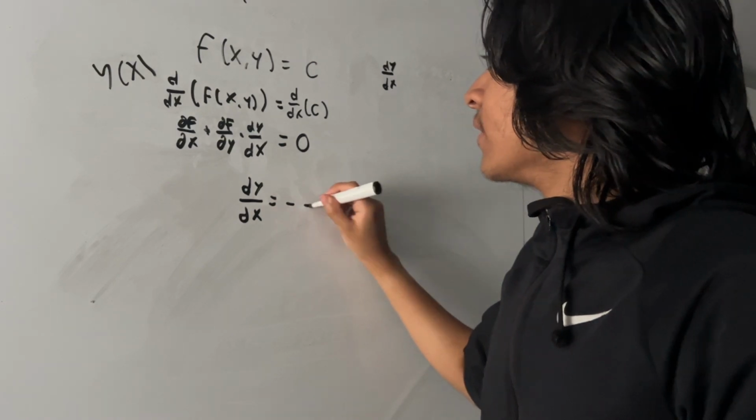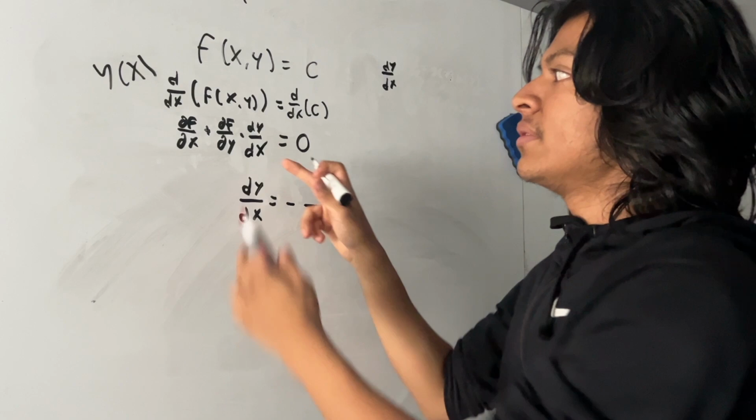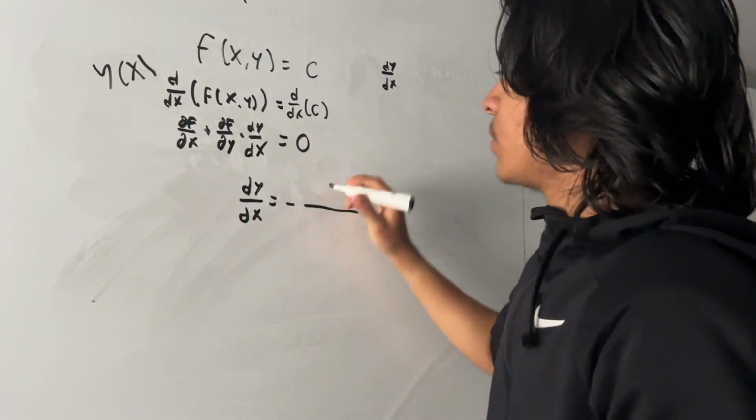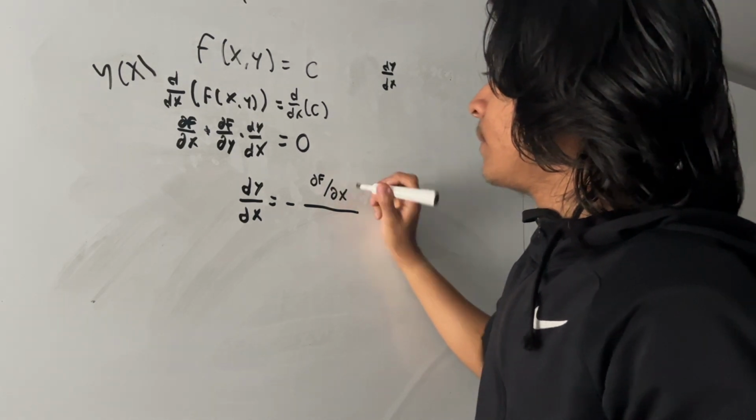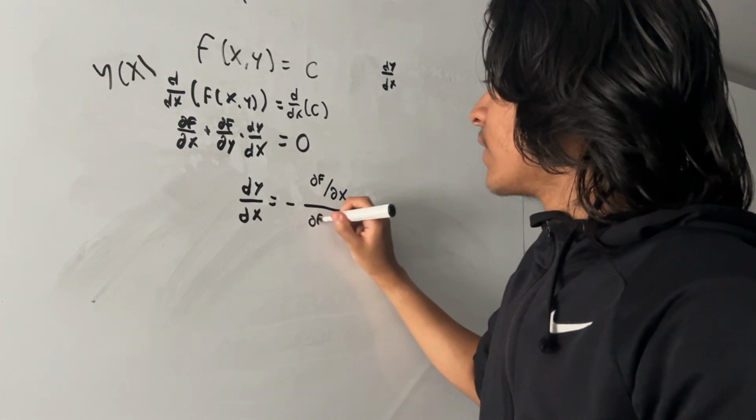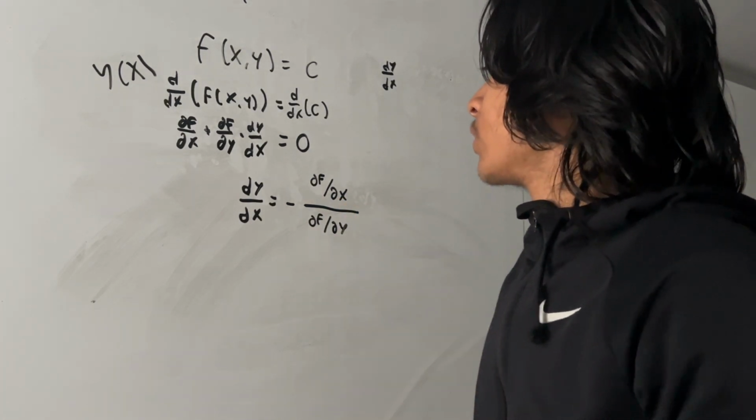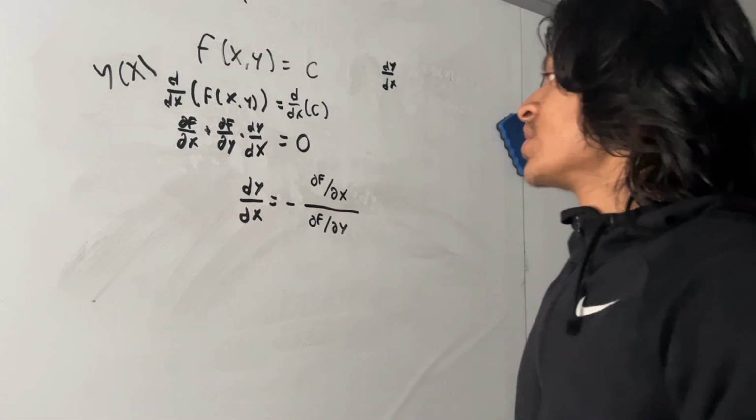So when we solve for dy/dx, we get negative, because when we take this to the other side, it's going to turn negative. Then we're dividing by this term. So we're going to get negative the partial of f with respect to x over the partial of f with respect to y. So here is where we have this equation now.